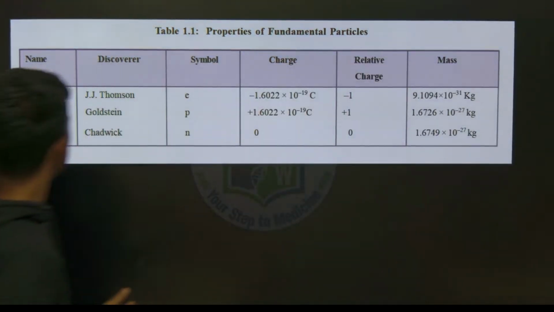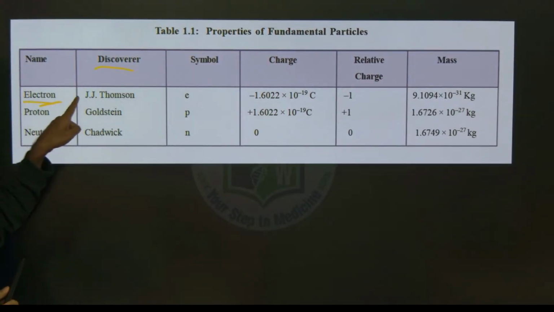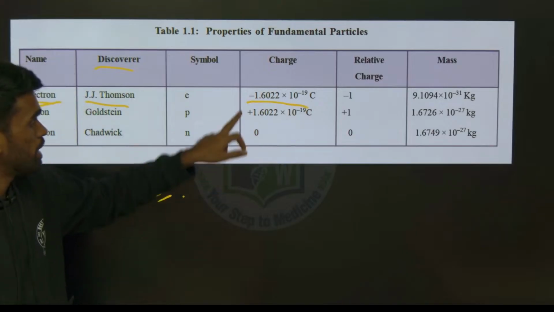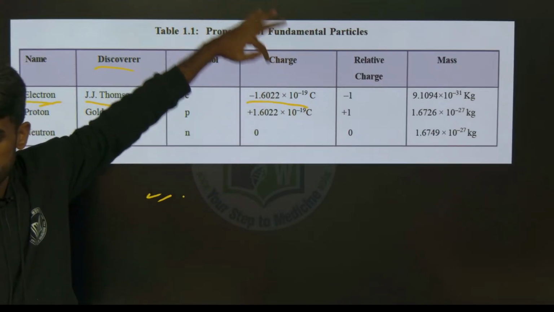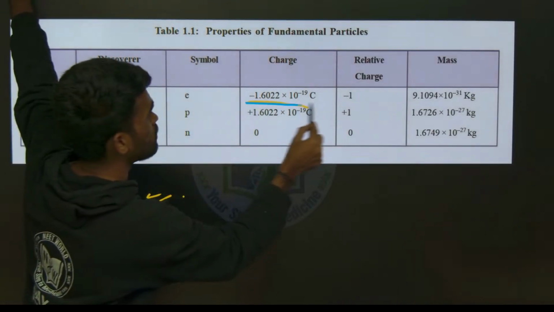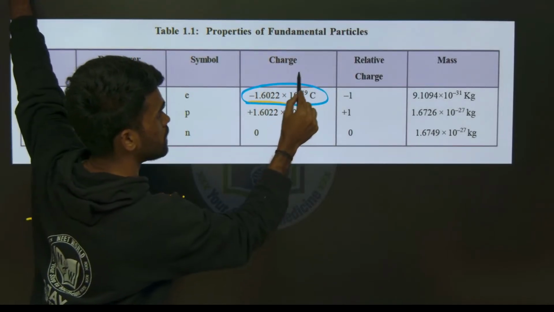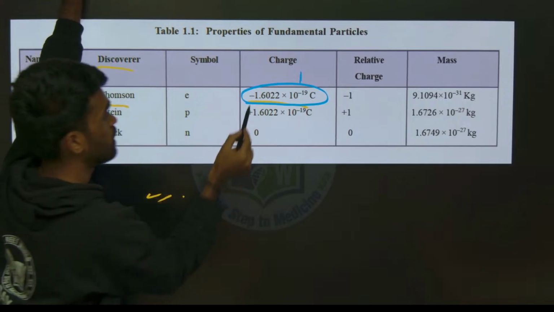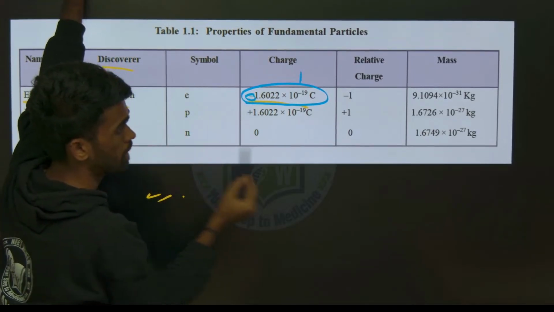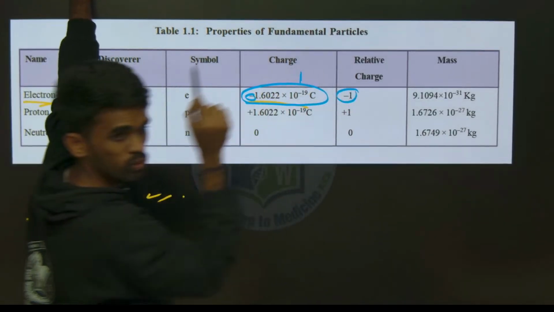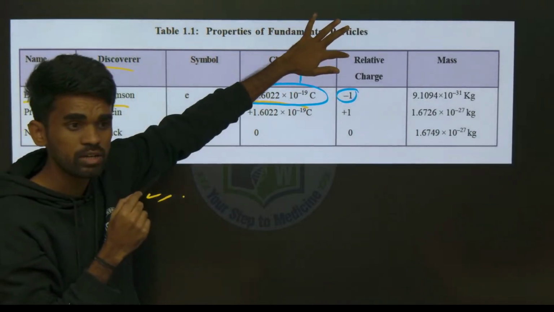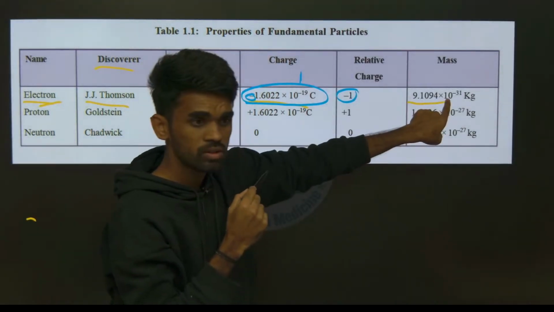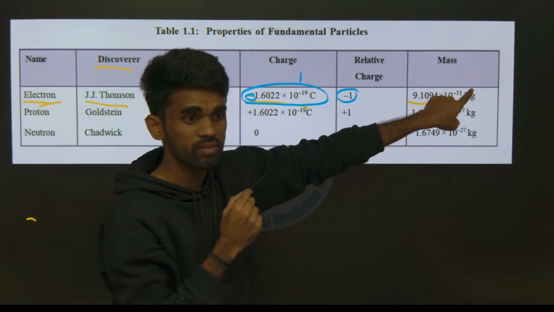Who is the discoverer of the electron? J.J. Thomson. What is the charge we got? Minus 1.602 into 10 power minus 19. Now this complete value let us consider as 1 unit. We have a minus sign, so I am writing it as minus 1. I am calling it relative charge. And what is the mass of electron we got? 1 into 10 power minus 31 kg.